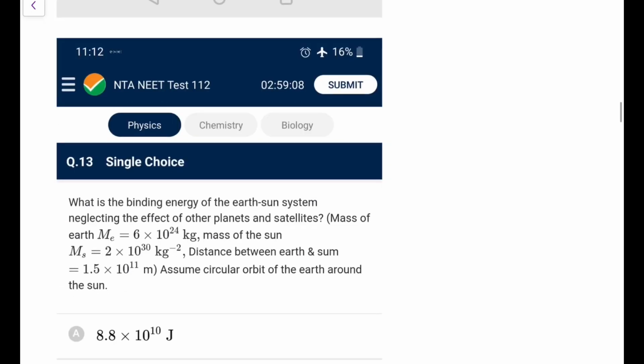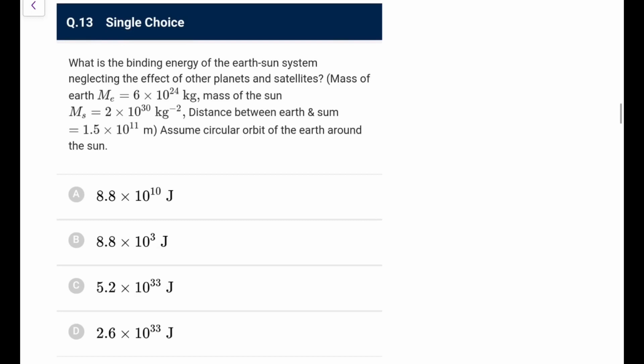That's an easy one. Next: what is the binding energy of the Earth-Sun system, neglecting the effect of other planets and satellites? Mass of the Earth, mass of the Sun, distance is given. Assume circular orbit of Earth around the Sun. I think this is a repeated one, we did it some days back. I can write it as minus G, mass of Earth into mass of Sun upon the distance r. So we have to just check the powers here. So the magnitude, binding energy would be positive, total energy is negative.